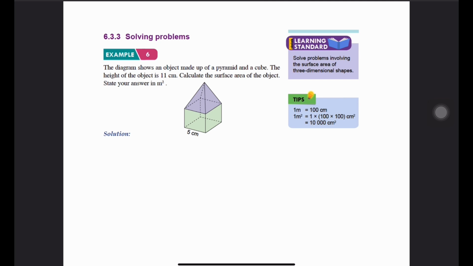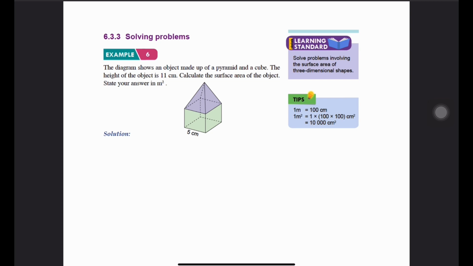Okay, let's look at the first example. Bila ada bentuk yang bergabung, when we have combined shapes, please know that if the question wants you to find the surface area, awak kena ingat surface area is something that is outside of the shapes.